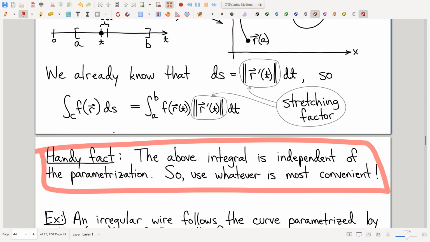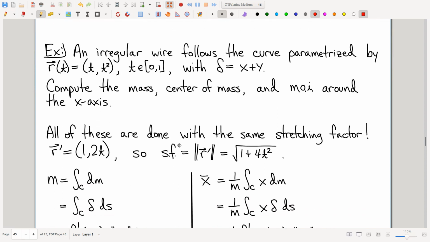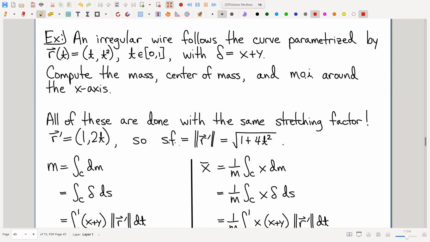Okay. All right. Let's do one. We have an irregular wire. So most wires are pretty regular. Any little piece of the wire looks like any other little piece of the wire. Mass per unit length is usually constant. So what I'm saying here is we have a weird wire where there's more mass per unit length in some places than in others. Okay. This wire is following a certain curve. The curve is parameterized like so.